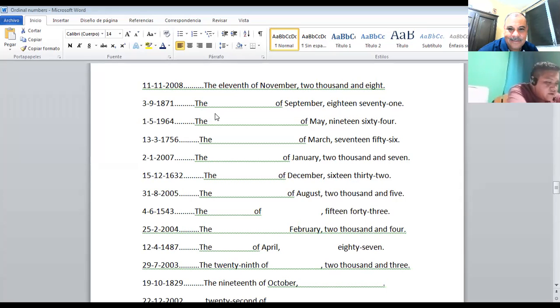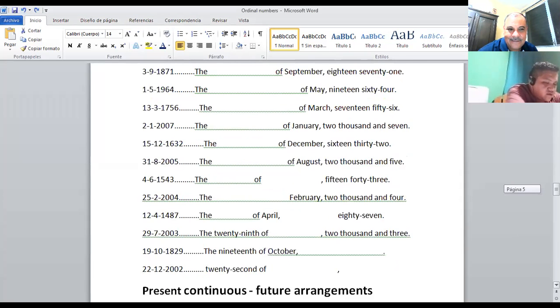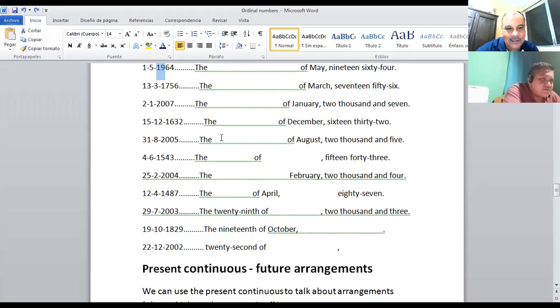The 12th of September, 1871. Very good, the next one. The 1st of May, 1964. Very good, the next one. 30th March. Okay, the 13th. Remember, you have to mention that. The 13th of March, 1756. Okay, very good. Next. The 2nd of January, 2007. Okay.